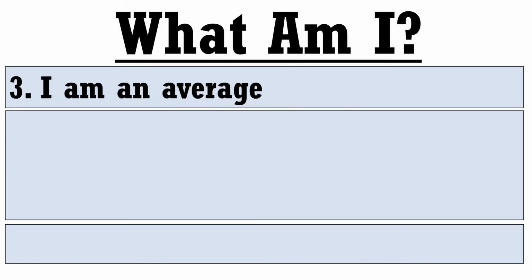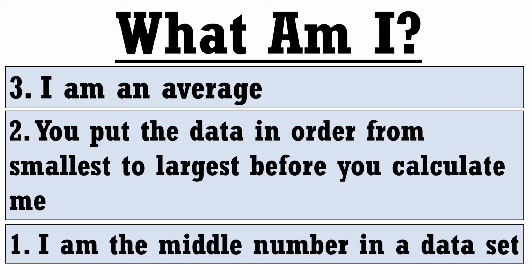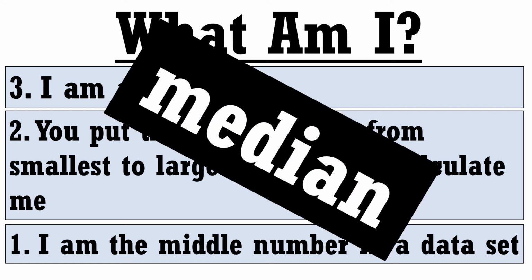Next up, I am an average. For 2 points, you put the data in order from smallest to largest before you calculate me. And for 1 point, I am the middle number in a data set. So that is a median.